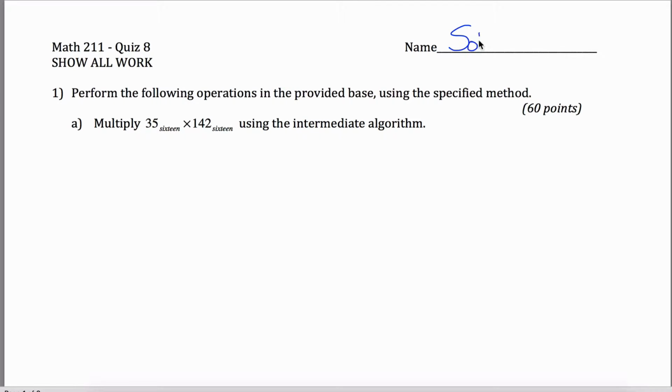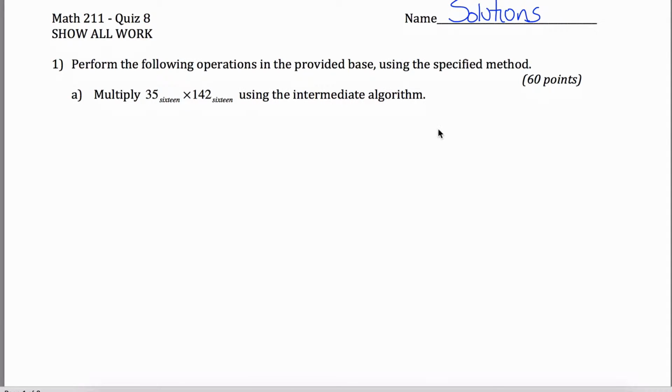All right, here are solutions for quiz 8 for math 211. What you're first doing is some operations in other bases. So multiply these two numbers using the intermediate algorithm. These numbers are in base 16.